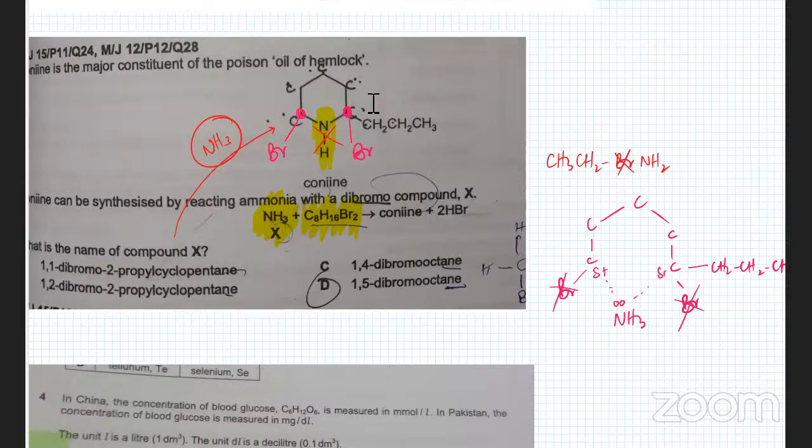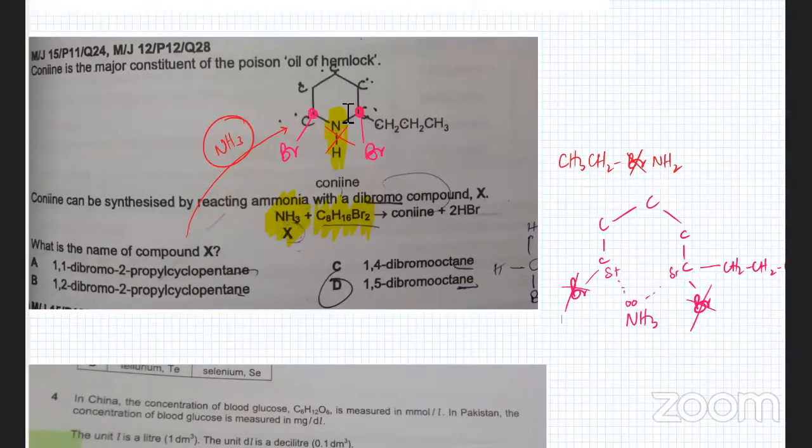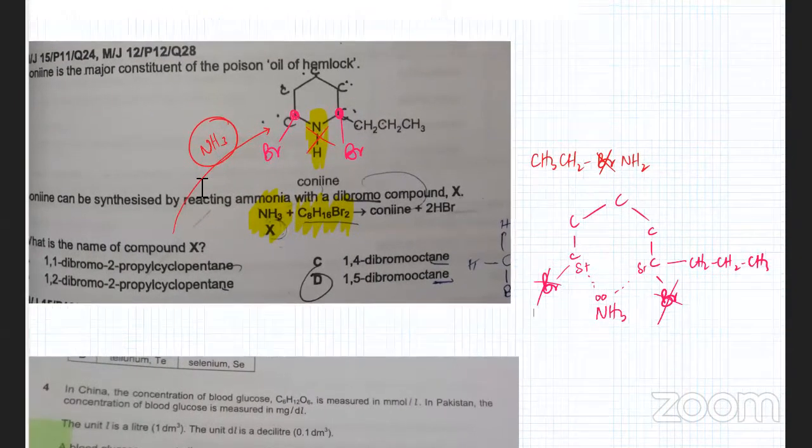So what's the name of this molecule now? That's the last part. There are 8 carbons. Okay, 1, 2, 3, 4, 5, 6. So 8 carbons. So that's octane, right? And one bromine is on the first one, 1, 5. So it's going to be 1,5-dibromooctane, option D, right?